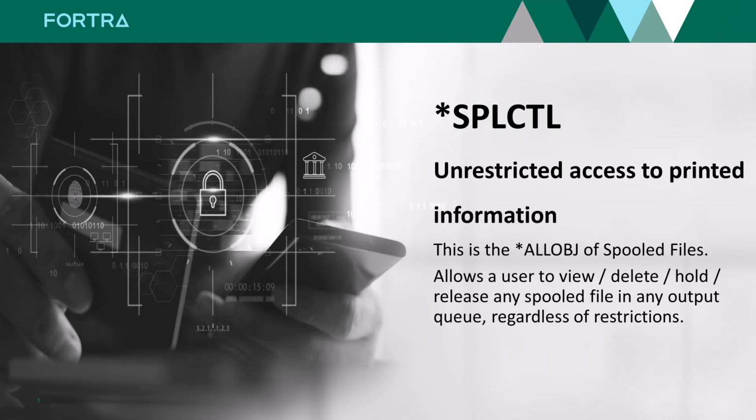Spool control, one of the most commonly granted special authorities, is really the all object authority of spooled files. If you have any proprietary information, be it customer lists, pricing lists, contracts, that are being printed out into spooled files, know that users with spool control can see those.